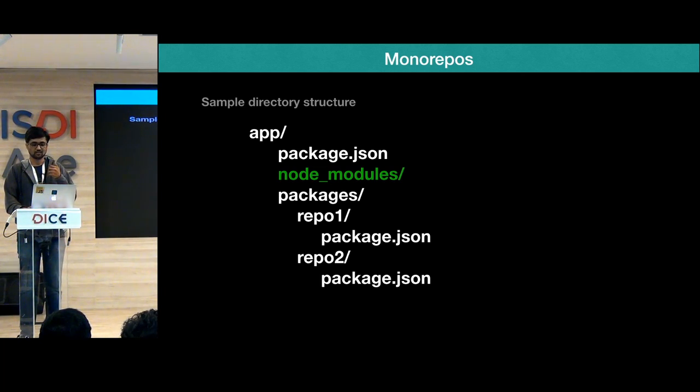Only if the local and root dependencies differ will we find a local node_modules folder associated with that package. Okay, so only when the version number varies will you find node_modules coming into the individual repo. And this is how the conflicts are solved. So we have a demo open.